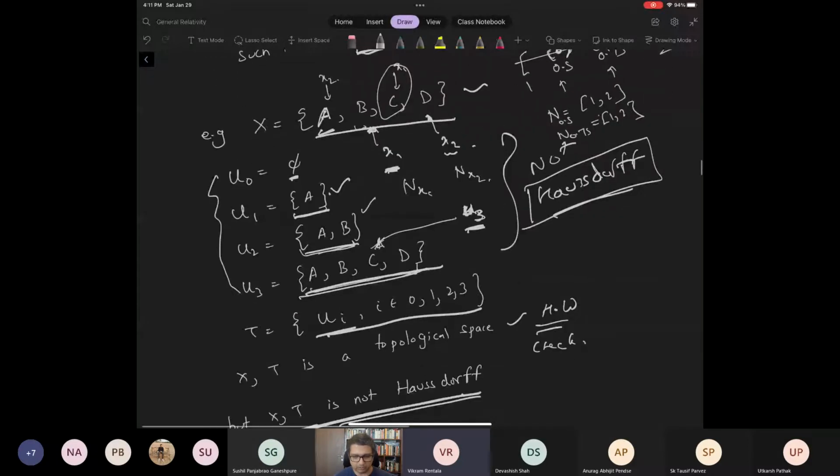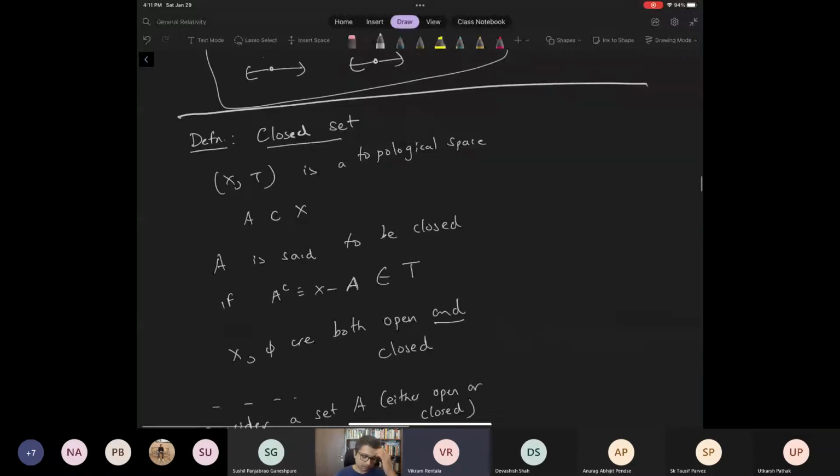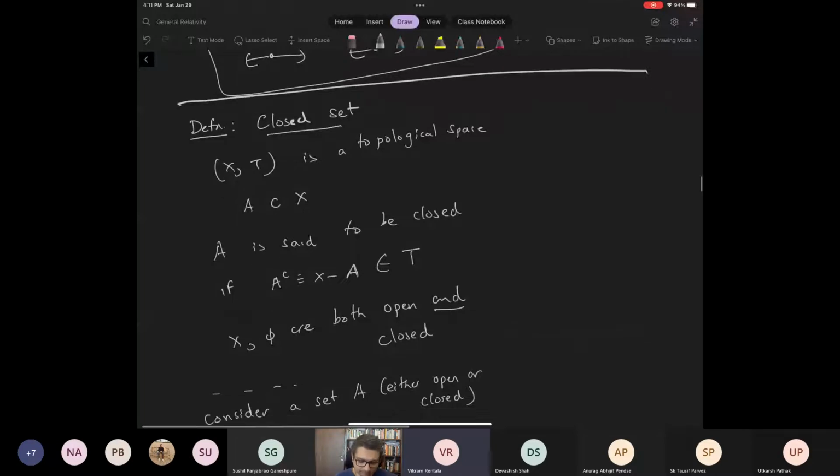Neighborhoods are more general, in the sense that you can define neighborhoods as big or as small as you want them to be.